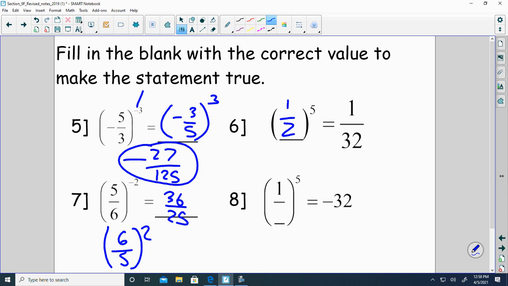And then last one. Thoughts? This one can't be done at this point. When we get to logs and natural logs, it will be done, but at this point, you can't do it.